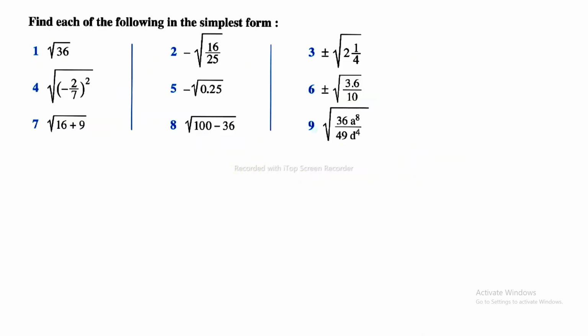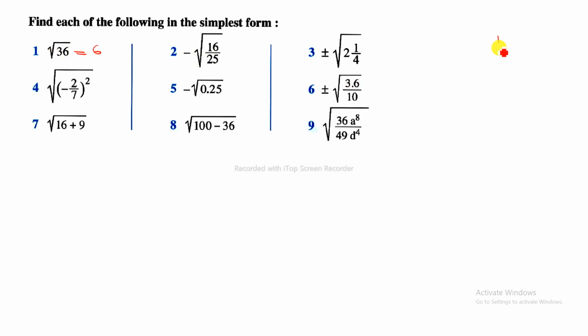Let's look at the questions. Number 1: Find each of the following in the simplest form. Square root of 36 is equal to 6. Of course, you can use the calculator, but we also want to know how to get the value of the square root of 36 without using the calculator.